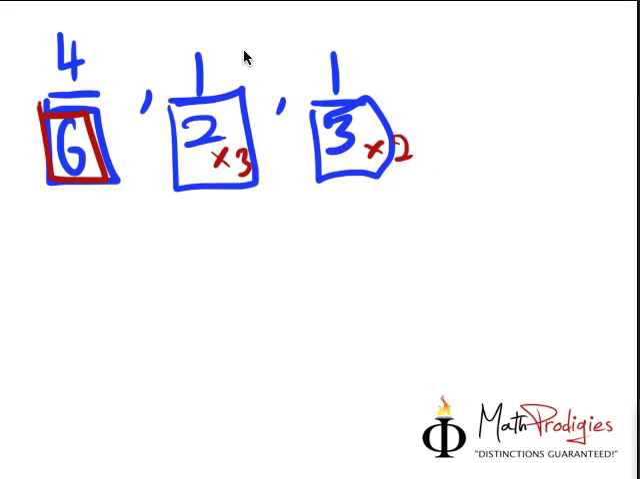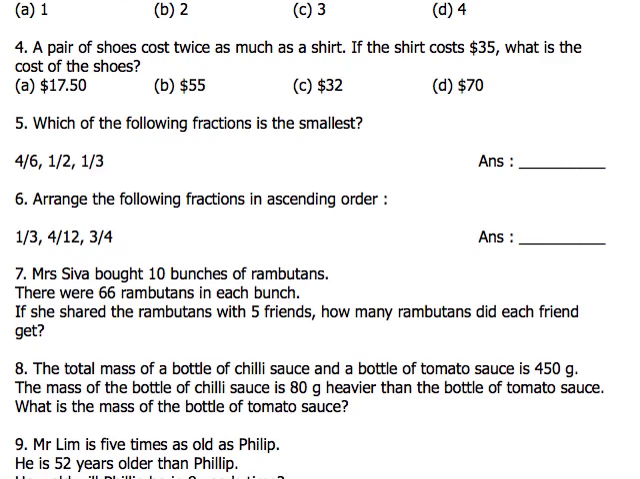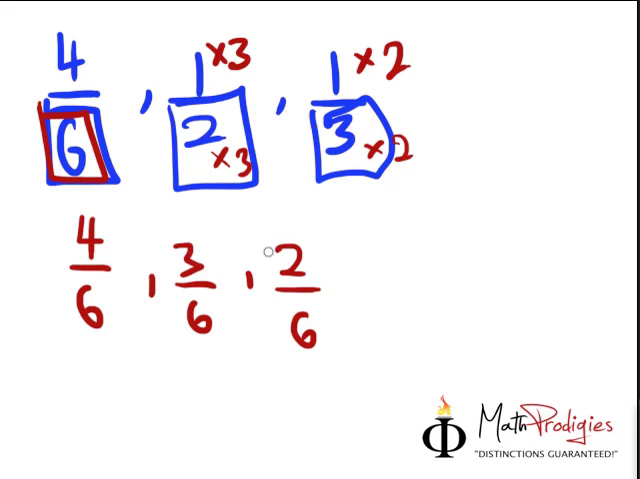Then don't forget, we must also make sure that when we multiply below, we must also multiply on top. So be fair. Our final fractions here are actually 4 over 6, 3 over 6, and 2 over 6. My question was, which of the following fractions is the smallest? The answer would be the one that has 2 over 6.